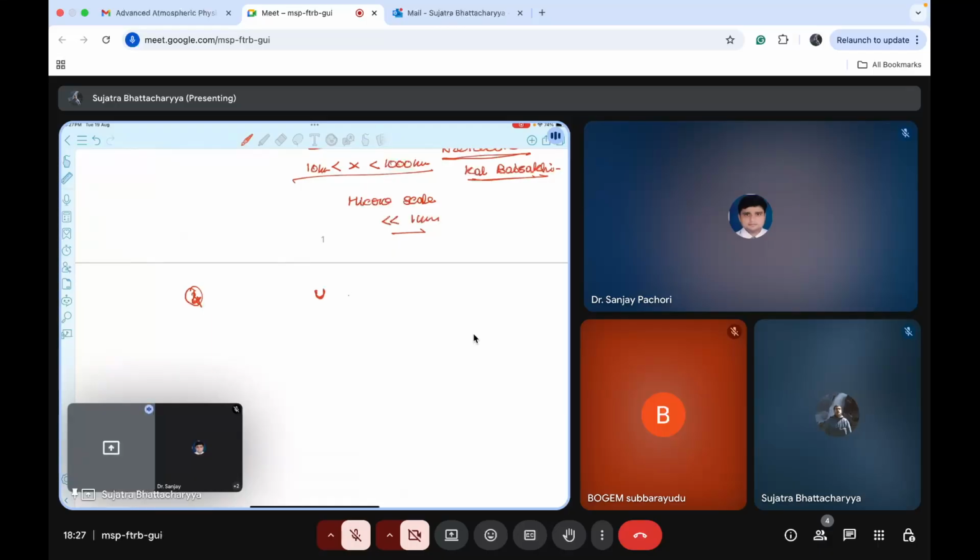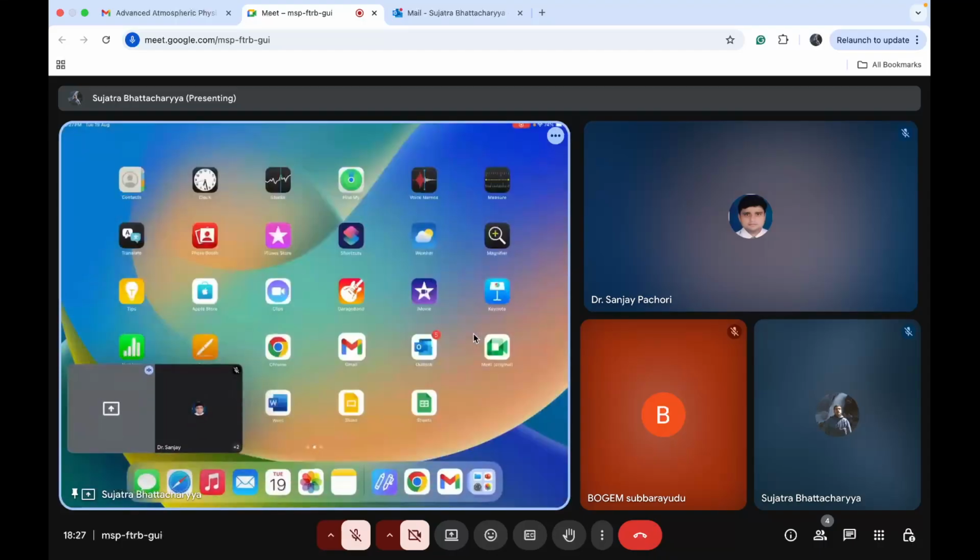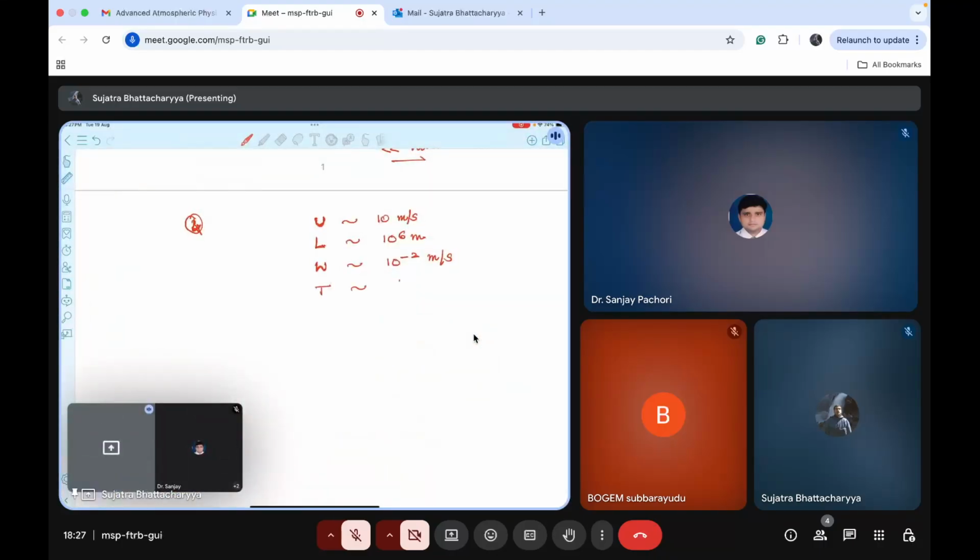U, the horizontal wind velocity, in the mid-latitude synoptic scale is about 10 meters per second. The horizontal length scale L is 10 to the power 6 meters. The vertical velocity is 10 to the power minus 2 meters per second. And what else is given there? Time scale. The time scale T is nothing but L by U, right? So 10 to the power 6 divided by 10 gives you 10 to the power 5 seconds. So out of these, the horizontal length scale L is the maximum. Fine, this is done.